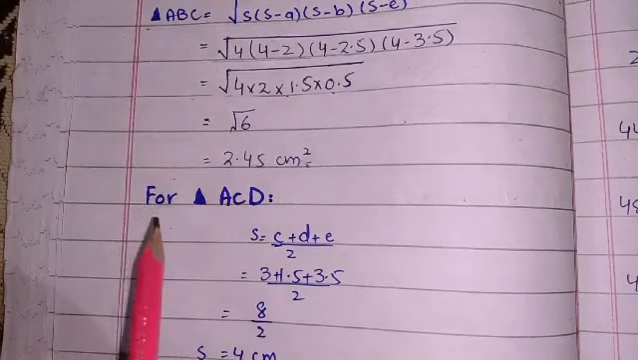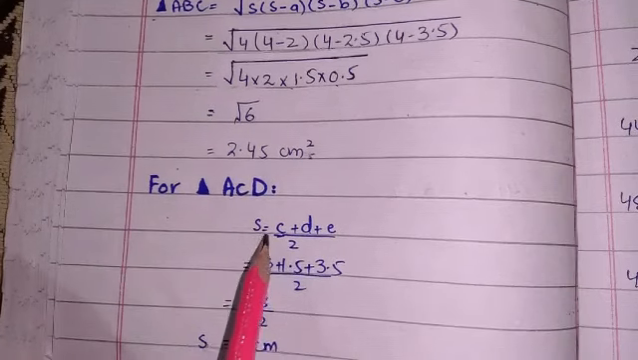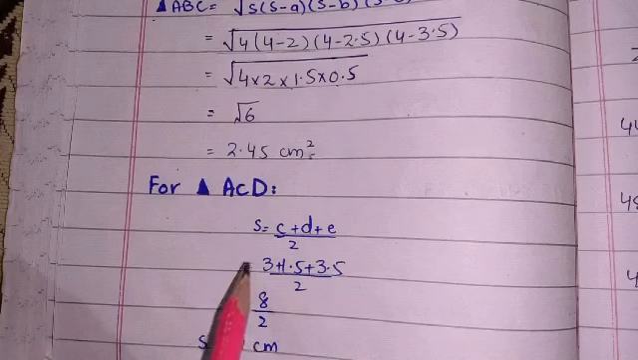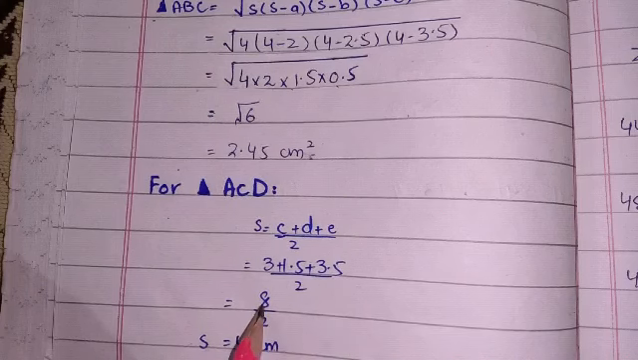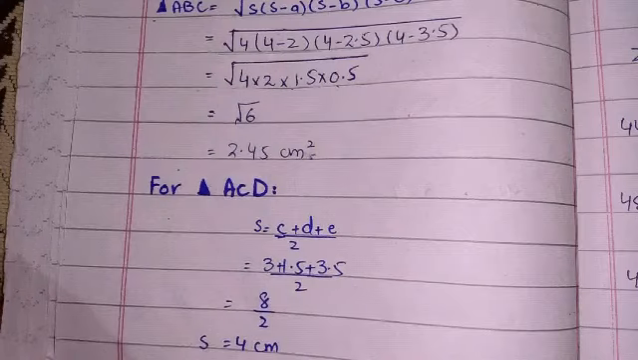Now students, for the area of triangle ACD, firstly we will find out the value of S. So S is equal to C plus D plus E over 2. Now we will put the values of C, D and E. 3 plus 1.5 plus 3.5 over 2. Addition of 3 numbers we got 8 over 2. Then S is equal to 4 centimeter.